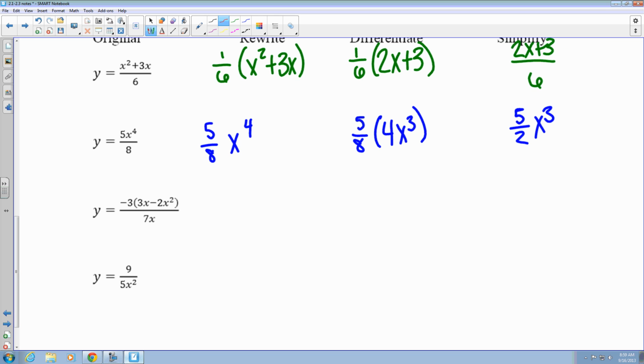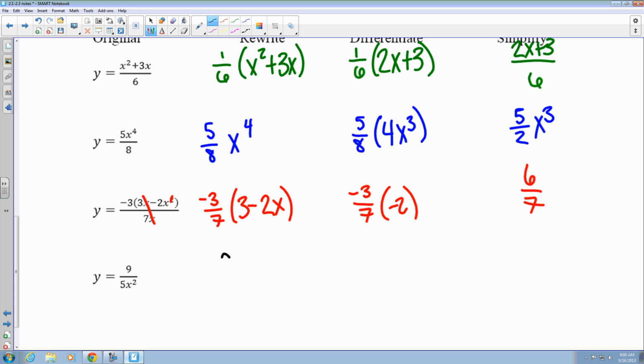Okay, next one, if we pull out that negative 3/7, then we have x's on top and bottom. We can just go ahead and cancel an x right away. So 3 minus 2x is all we have left, as you notice. The x's cancel. So take the derivative of that. Negative 3/7 times negative 2 is 6/7.